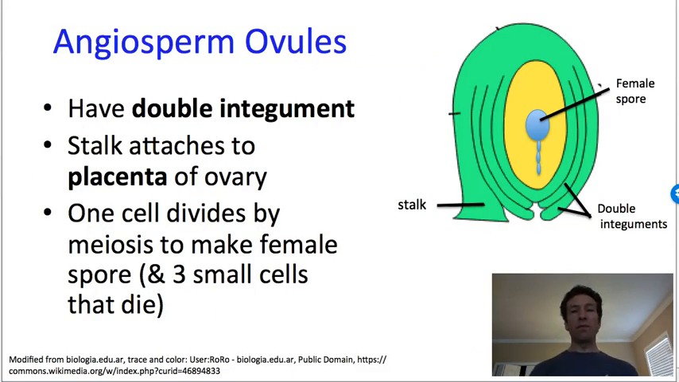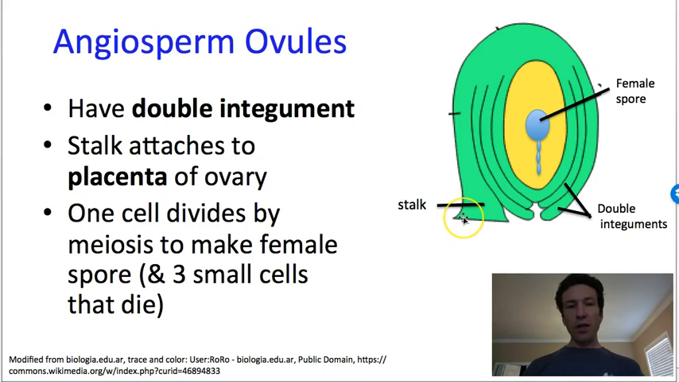In the ovule, we have some new structures that are different than the gymnosperm ovule. So there will be many similarities, but we're going to focus here on the differences. You remember in the gymnosperm ovule, there was a protective coating around the outside, and that was referred to as an integument. Well, we still have an integument in the angiosperm ovule, but now you can see there's not just one of them, there's actually 2 of them. And so we call this the double integument.